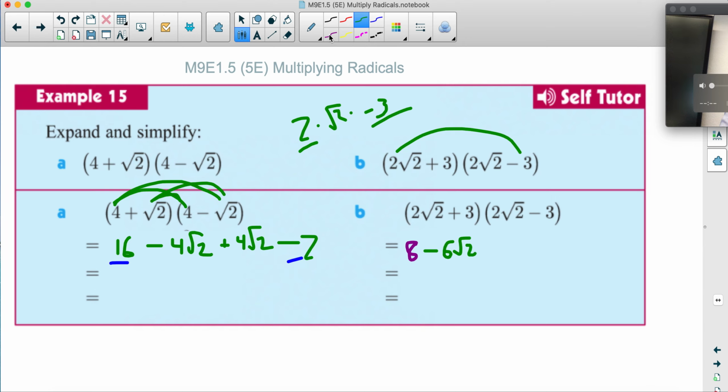And then play the same game with this. You get positive 6 root 2's, because 3 times 2 times root 2 is positive 6 root 2's. And then that gives you negative 9. These cancel out. Not the 8. Not the 9 either. And I think you're just left with a negative 1.